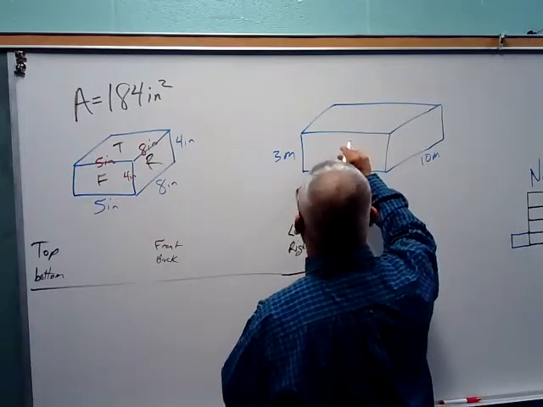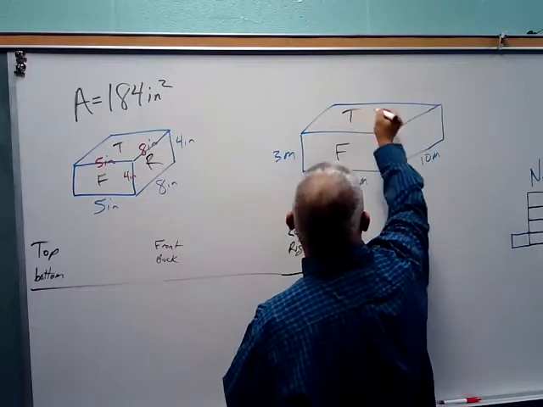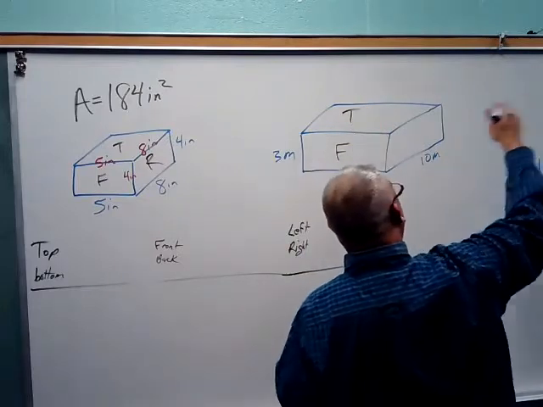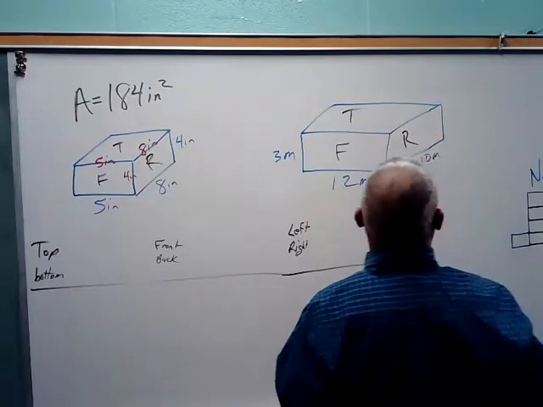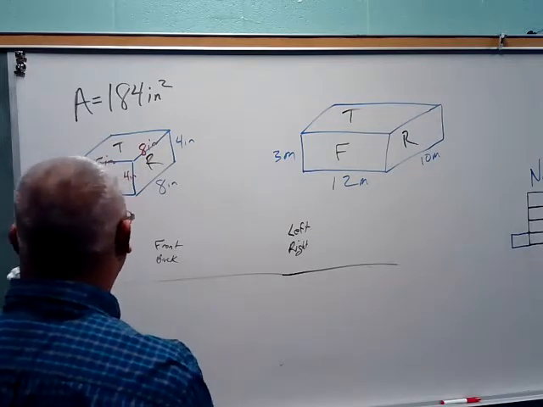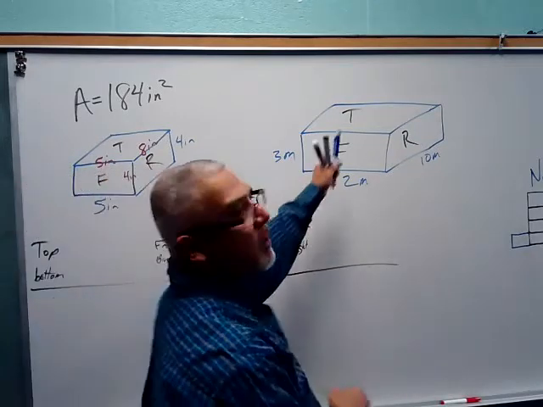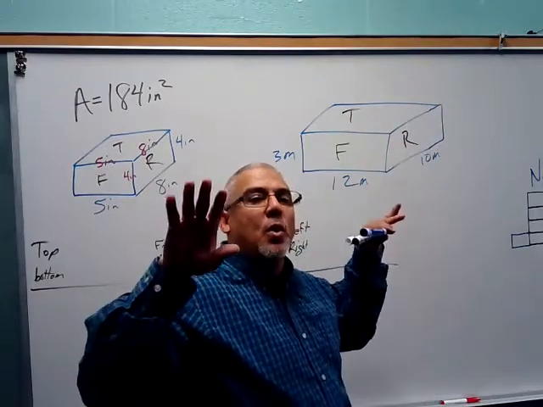You know what? I'm going to call this front because this is what's facing me right here. So I'm going to put my F here. I'm going to put my T here. Hey, what's over here? This is my R. Okay, cool. Now it's time to figure out stuff. So top, but I don't have any numbers up here, Mr. Nethercott. It's okay, calm down.